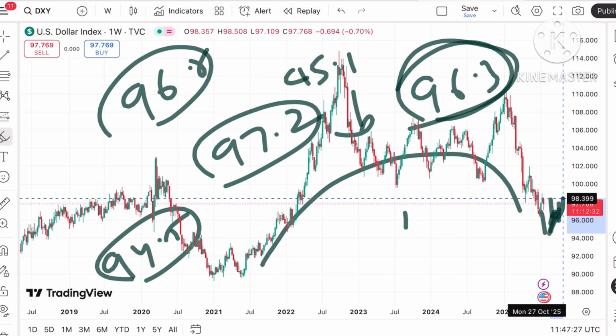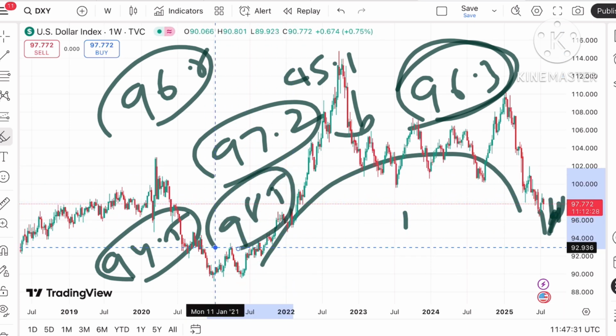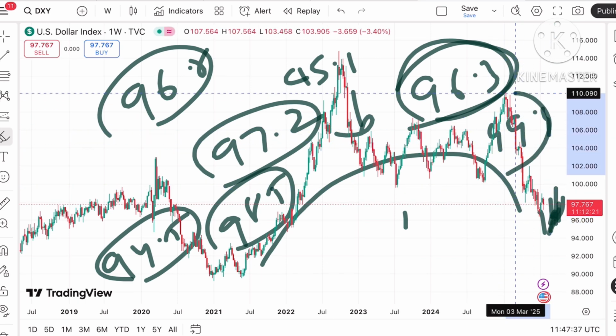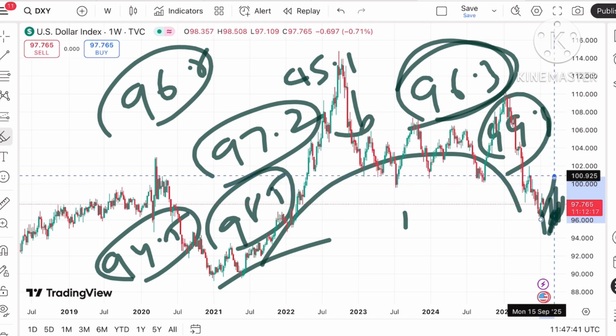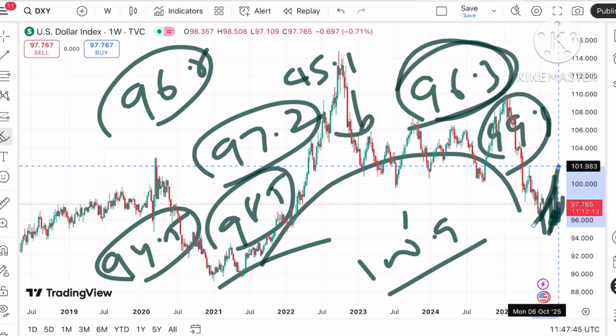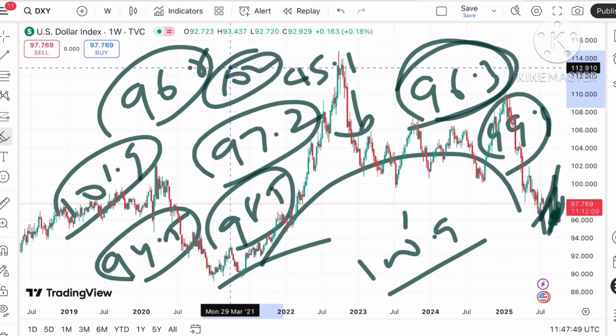Suppose if it sustained this level, it can move further upside towards a level of 98.5. And if the price moves off that particular level, chances of going towards 99.4. 99.4 is already tested, so the price can rise above that level, and from there it can move towards 100.9, and from there a further upside can be seen towards 101.9 to a level of $102.